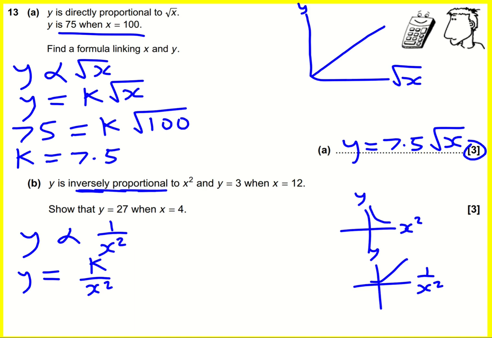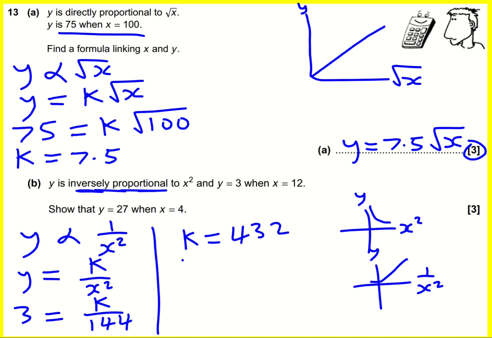for the same reasons as above. I can then substitute my values in. So 3 must equal k divided by 12 squared, which is 144. And therefore, k is going to equal 144 times 3. That gives me 432. So y is equal to 432 over x squared. And then I just need to show that.